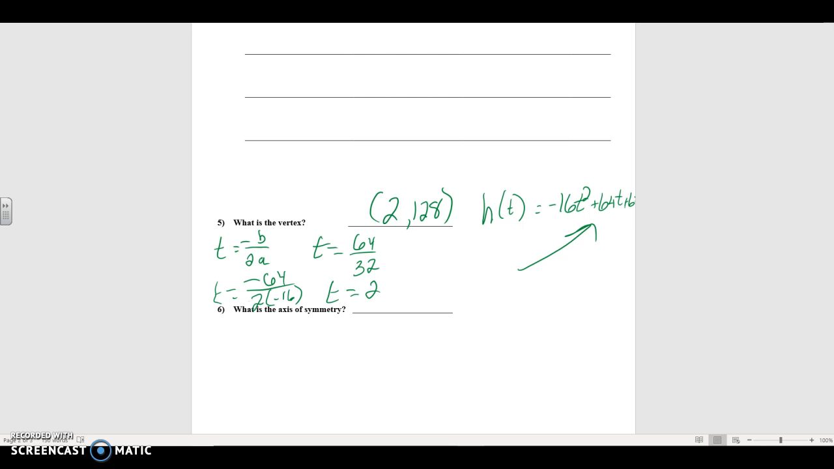Remember, the axis of symmetry is just the equation of the line that goes through the middle of the parabola. So if the maximum height has a time of 2 seconds, my equation is going to be x equals, and it's always going to be x equals because that's the equation of a vertical line, and the x-coordinate of the vertex, 2. So my axis of symmetry is x equals 2.